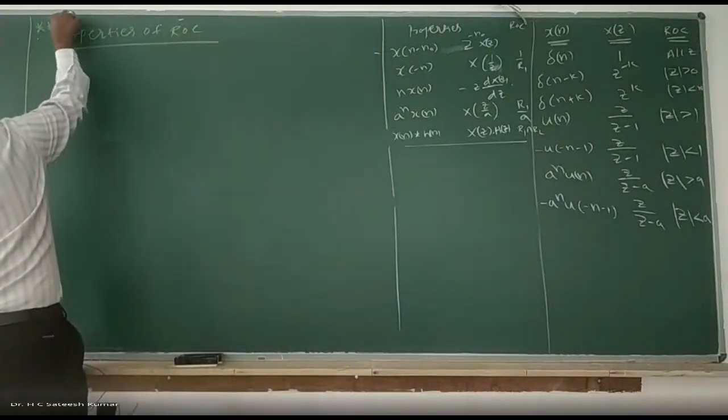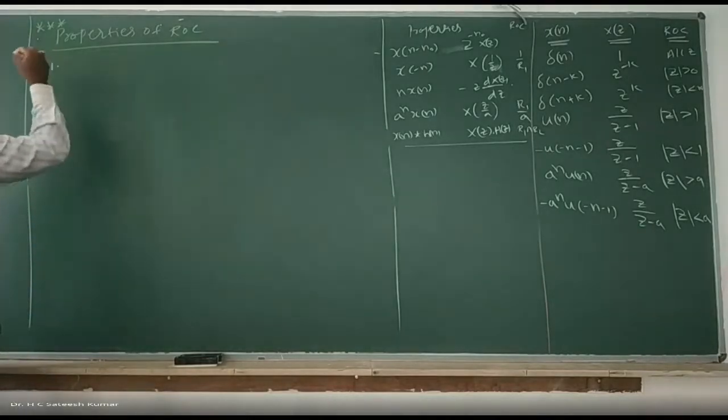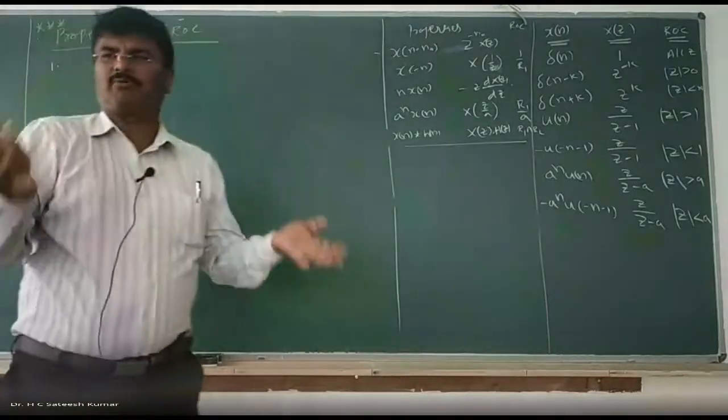Very, very important question. Many times we have seen this question. Around 8 to 9 properties we have. We'll discuss one by one. First one: what is the shape of the ROC?